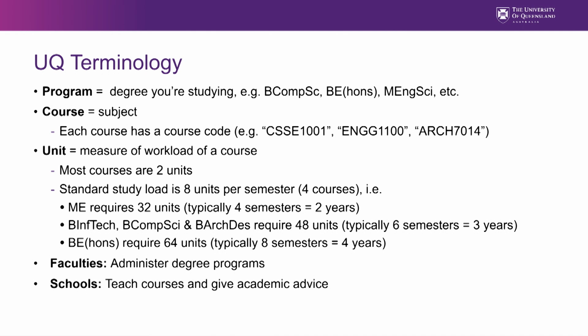When we talk about a course, what we're really talking about is what you would often call a subject. So each course has a unique course code. So for example, CSSE 1001, ENGG 1100, or ARCH 7014.